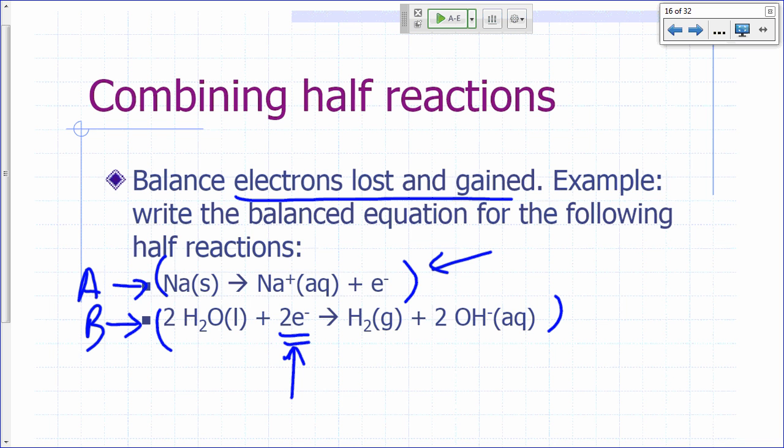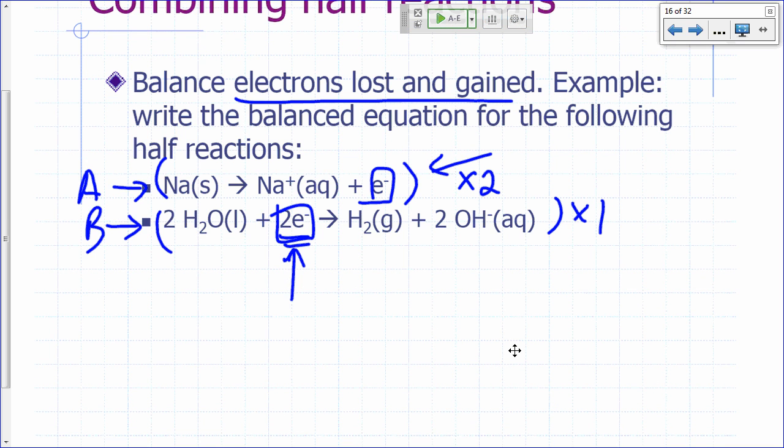So what do we have to do? A has to happen how many times for B to happen once? That's the least common multiple of 1 and 2. 2, right? So I multiply this by 2. I multiply the second one by 1. So A has to happen twice so that you can get the 2 electrons you need for B to happen once. So before I combine these two, what I need to do is double up my oxidation.